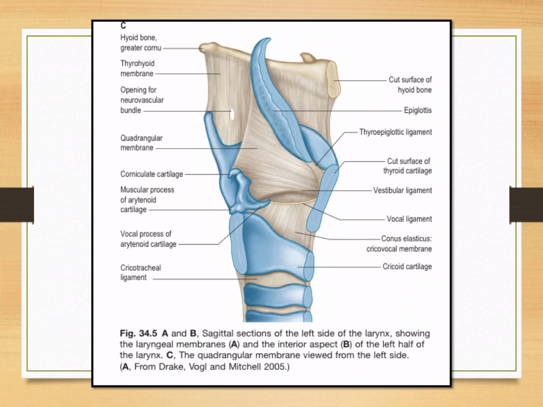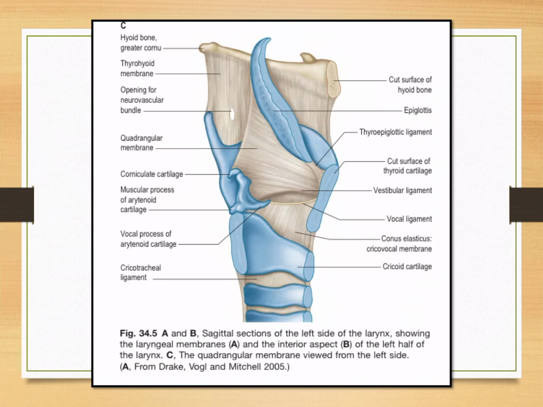Kindly do not confuse the cricovocal membrane with the cricothyroid membrane. Okay, try to understand that the cricothyroid membrane extends from the outer aspect of the upper border of the cricoid cartilage and inserts on the lower border of the thyroid cartilage, while the cricovocal membrane arises from the inner aspect of the upper border of the cricoid cartilage and has a free upper margin that is thickened to form the vocal ligament. Take a moment to understand what I just said.